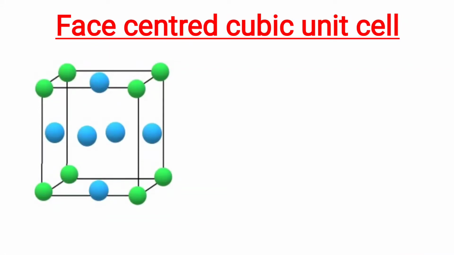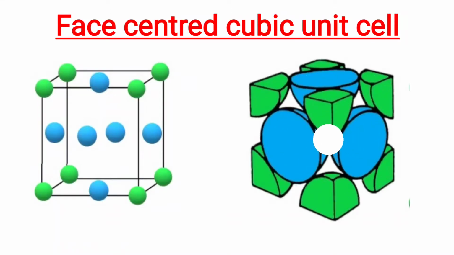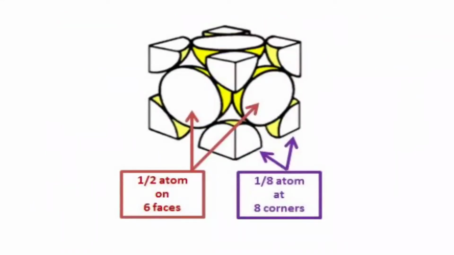Hope that's clear. Now moving to the last one, that is the face-centered cubic unit cell, where you can see that 8 corners have constituent particles and the center of every 6 faces has a constituent particle. So just like this, we can see only a part of that. Now, the atom present at the center right over here is shared between 2 unit cells, right or not? So the atom at the face center will be shared between 2 unit cells.